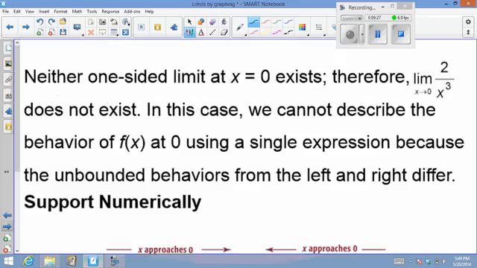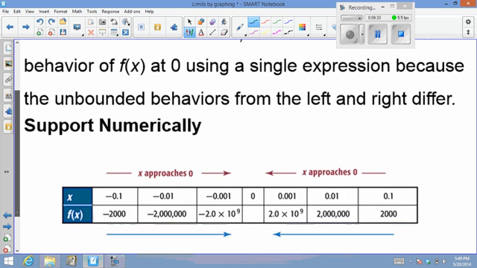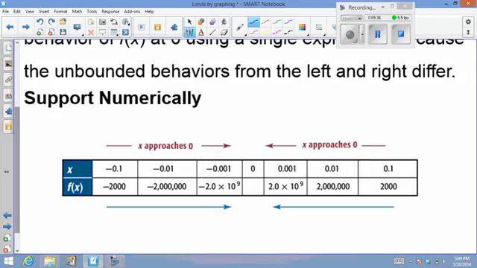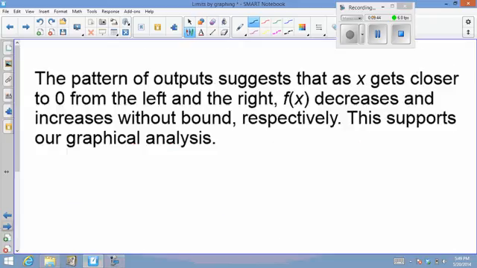And that's exactly what this says here. Neither of them exist at the left and the right. So that tells me that since this one's going in a negative direction and this one's going in a positive direction, the limit does not exist. And that's kind of what that says there.